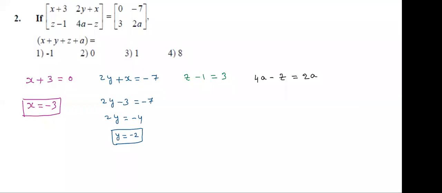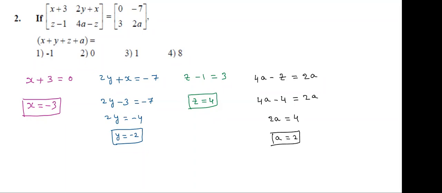But we need to find the z value. See here, z minus 1 is equal to 3, then z is equal to 4. Substitute that z value here. 4a minus 4 is equal to 2a. Now 2a send to left hand side, 4a minus 2a, 2a, 4 send to right hand side. Then finally the a value should be 2.